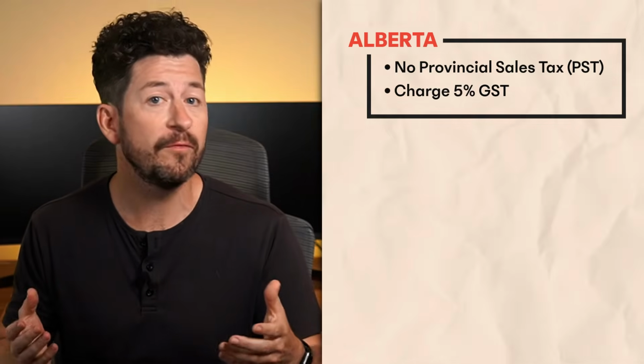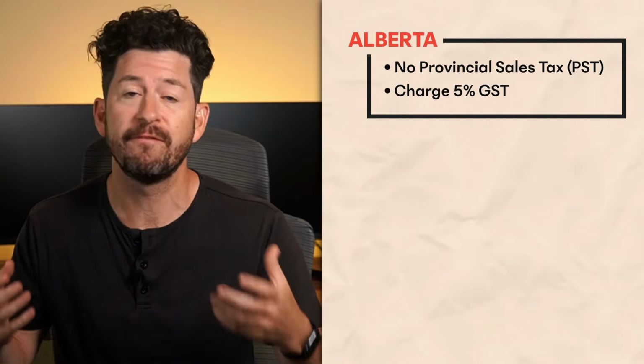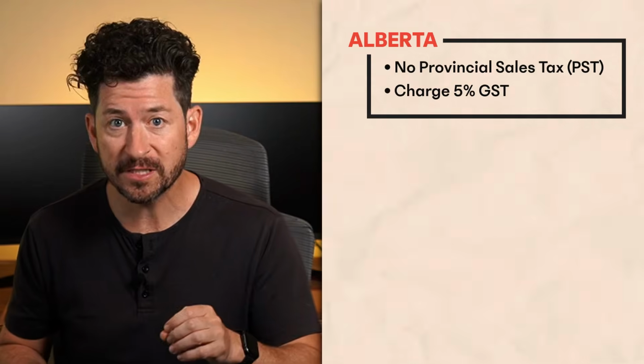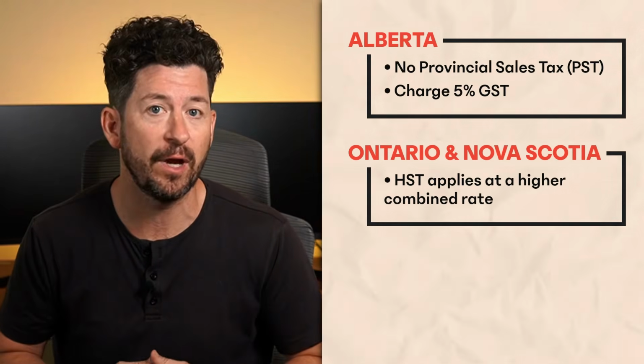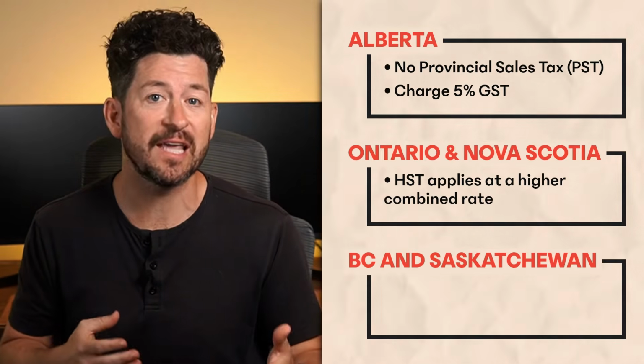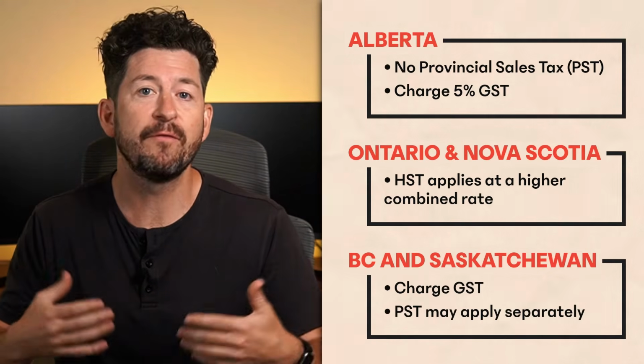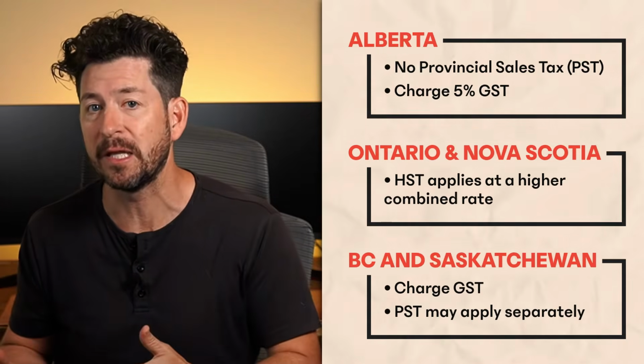So here's how it breaks down. In provinces like Alberta, there's no provincial sales tax, so you just charge the 5% GST. In provinces like Ontario and Nova Scotia, HST applies at a higher combined rate. In provinces like BC and Saskatchewan, you charge GST, and then provincial sales tax may apply separately depending on what you're selling. So we'll go over how to figure out what rate to charge a bit later. But for now, just know that GST and HST are both forms of the same sales tax that you may need to collect and send to the CRA.